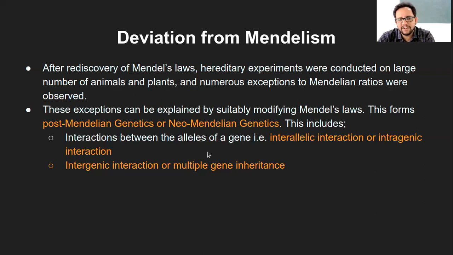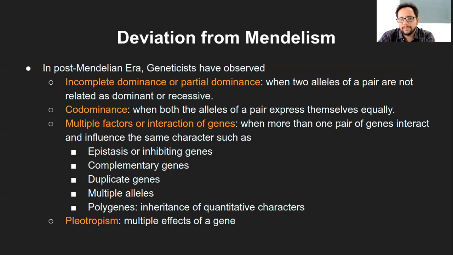This intergenic interaction is also called multiple gene inheritance. Intergenic means between genes, and that is nothing but multiple genes, and that particular inheritance was studied. And then based on these exceptions, there were quite a few phenomena which were described later, that is incomplete dominance, or what is also called partial dominance. Now what we know as of now is the complete dominance.